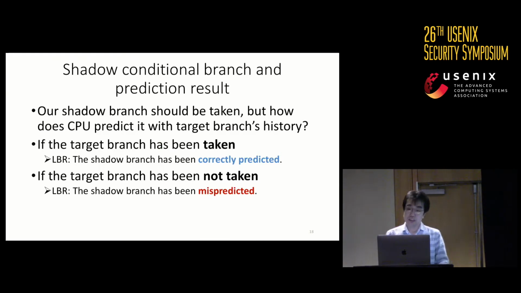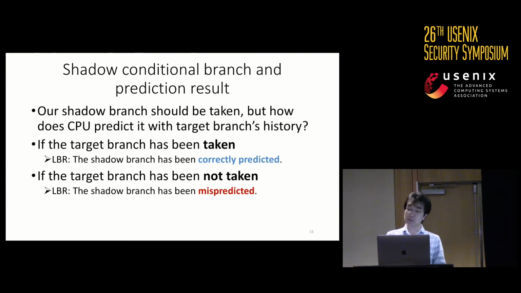Then we intentionally make our shadow branch always taken. So whether each execution is correctly predicted or not depends on the target branch's previous execution history. For example, if the target branch has been taken, the CPU will predict that the shadow branch will also be taken because the CPU will think that they are just the same branch instruction. And this is a correct prediction because our shadow branch should always be taken. So LBR will say that the shadow branch has been correctly predicted.